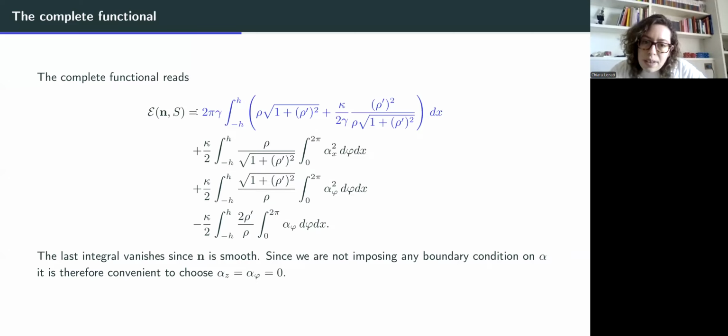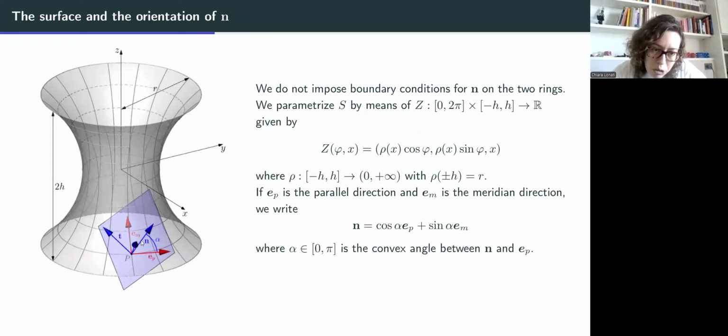The other two lines, you can see that they are just positive terms, and so we know that the functional is already minimized when these two terms go to 0. However, you can see that they can go to 0 when alpha is constant with respect to phi and with respect to x. So we know that to minimize this functional, we can choose alpha constant. So this means that the angle here between n and the parallel is always a constant angle across all the points of the surface.